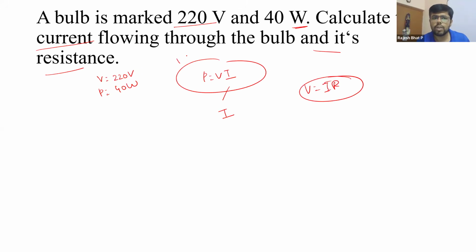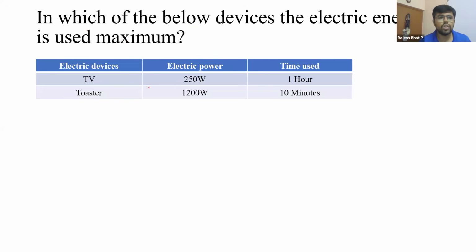So this is equation 1. P is equal to VI. V is equal to IR. Remember both of these equations. So it will be very handy. You can get it in the LB also. There are many problems based on both these equations. Okay. Next we will go here.